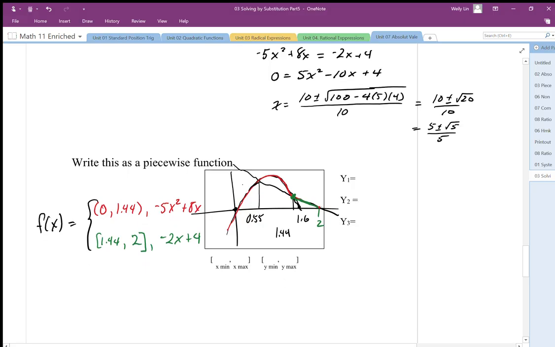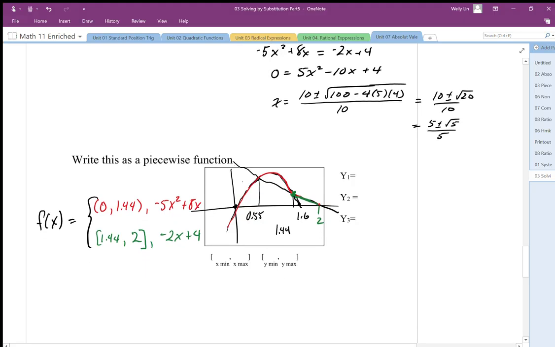Okay, so there's my piecewise function. There is a green piece here and the red piece here. The parabola is described by this piece in this domain. The linear part of this is described by this linear function in this domain.